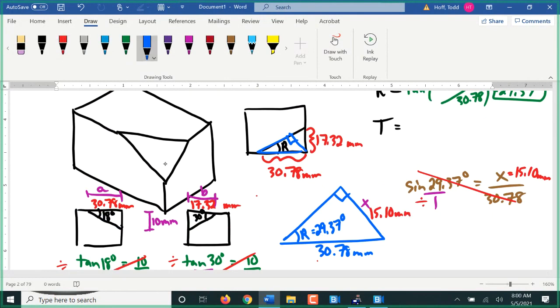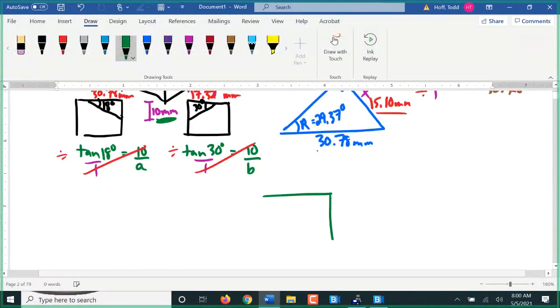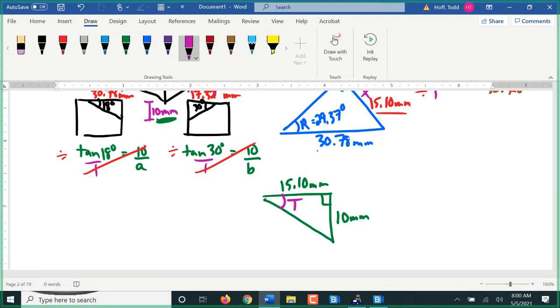Now, the reason we needed that was if we look up here, our angle of tilt comes off of this triangle here. This side, the 15.10 that we found. This side is the 10 millimeters that we chose. That gives us a triangle like this. This is our 10 millimeters that we started with. This angle right there is T. How am I going to find T here? First tangent, the opposite side of 10 over the adjacent side of 15.10.